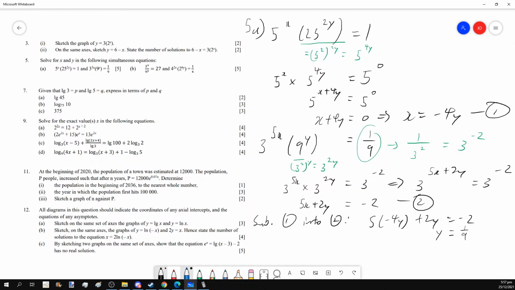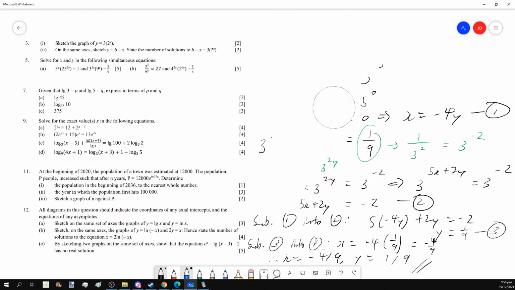And from here, we will call this number 3. Let us substitute in number 3 into the very first guy, number 1. This will give us x equals negative 4 multiplied by 1 over 9. In other words, negative 4 over 9. And once we are here, then we are done. Therefore, x equals negative 4 over 9, comma, y equals 1 over 9. Boom. Alright. So, the second problem, 5b, is more or less the same thing. So I will leave that as an exercise for you to try out on your own.